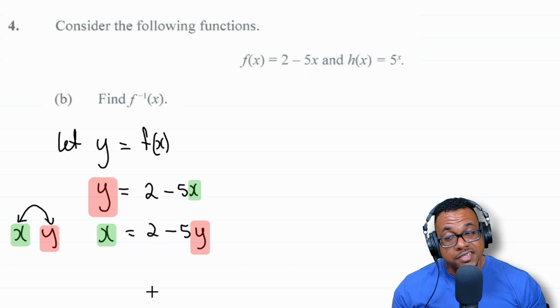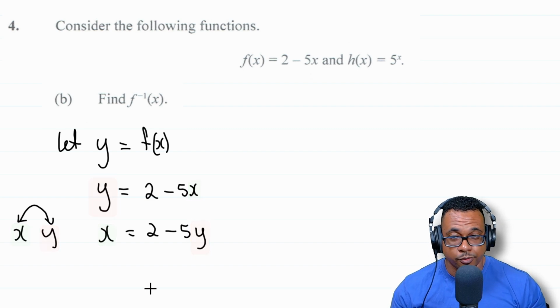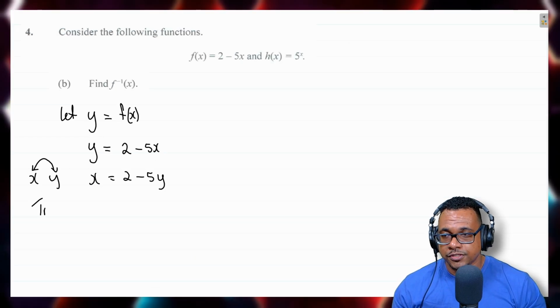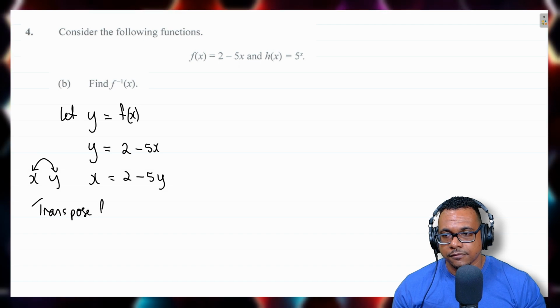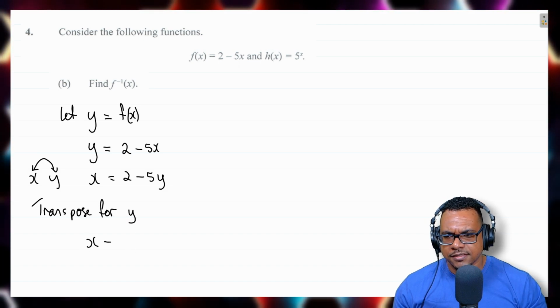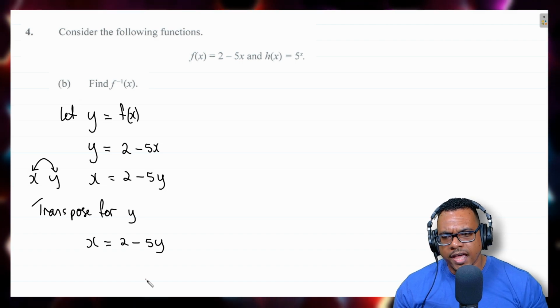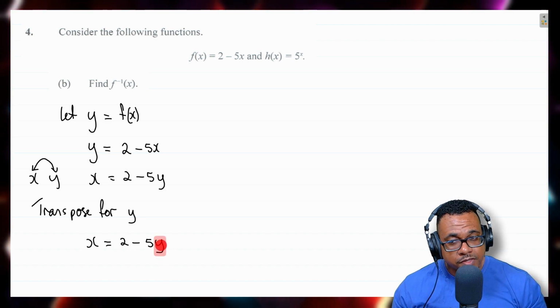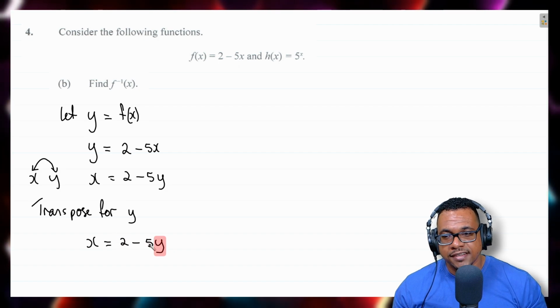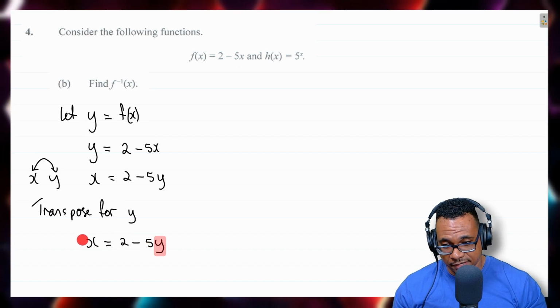And the last step, the third step, would be to transpose for y. So I'm going to transpose for y here. I'm just going to write back x is equal to 2 take away 5y. Transposing for y means we want this y by itself. So I have to transfer the 2 and this negative 5 across the equal sign.